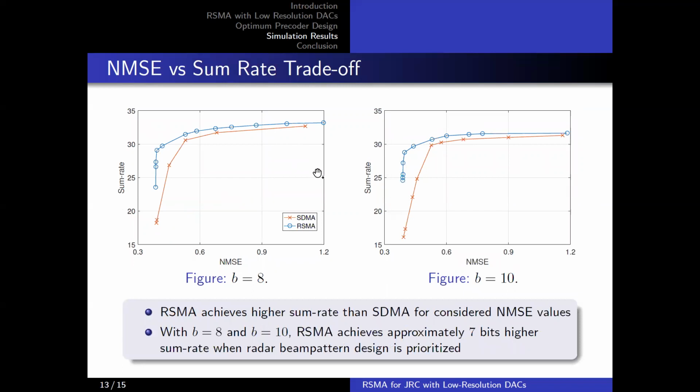For 8 and 10 quantization bits, we see a similar trend. The sum rate gain of RSMA is approximately 7 bits compared to SDMA. The reduced gain here is due to the decreased operating SNR, which decreases due to increasing DAC power consumption and decreasing precoder power.